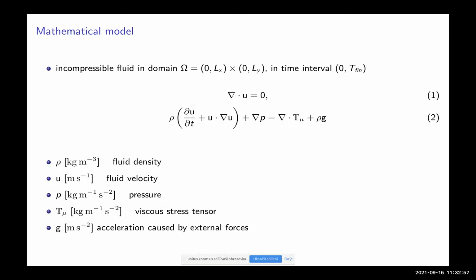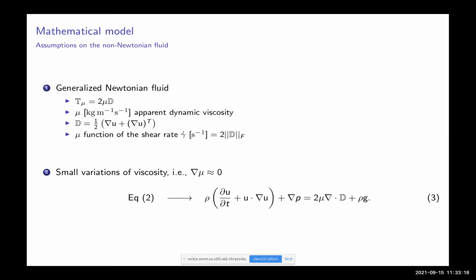The dynamics of incompressible fluid can be described by these two balance equations, where rho is density, u is velocity, p is pressure, t is the viscous stress tensor, and g is acceleration. We added some additional assumptions to modify these equations. First, we only considered one type of non-Newtonian fluid, and that is generalized Newtonian fluid. This allowed us to use the following formula for the viscous stress tensor, where eta is the viscosity, and we also know that this viscosity should be a function of shear rate.